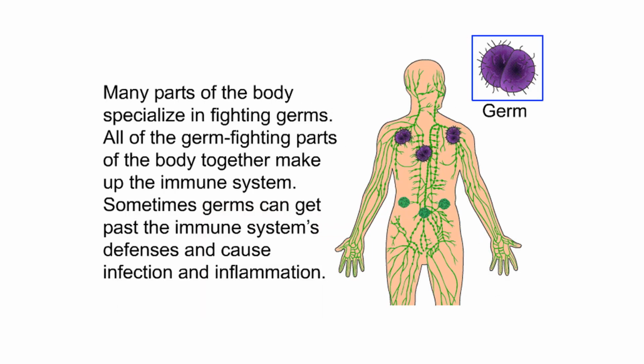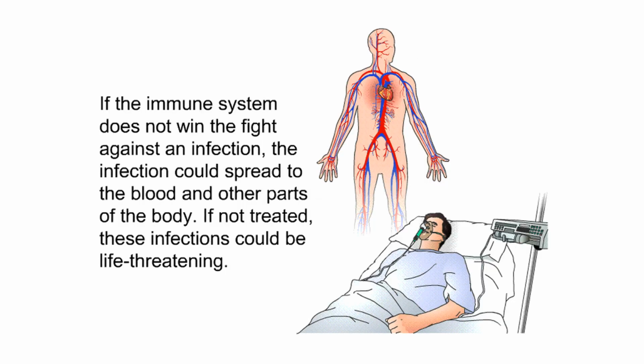Many parts of the body specialize in fighting germs. All of the germ-fighting parts of the body together make up the immune system. Sometimes germs can get past the immune system's defenses and cause infection and inflammation. If the immune system does not win the fight against an infection, the infection could spread to the blood and other parts of the body. If not treated, these infections could be life-threatening.